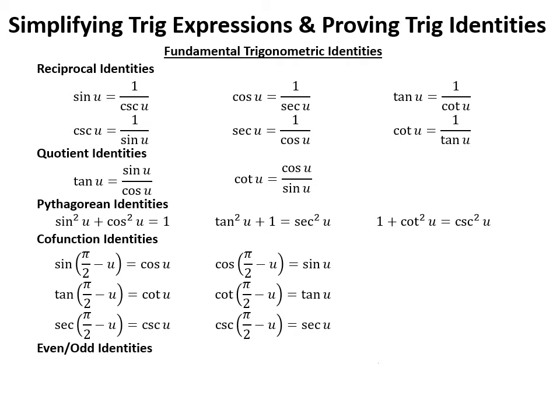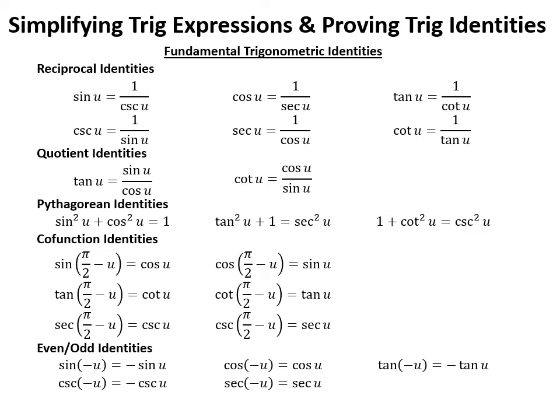And the even and odd identities. Sine is an odd function, so the sine of negative u is negative sine of u. Cosine is even, so the cosine of negative u is cosine of u. Since tangent includes sine and cosine, it's odd. Tangent of negative u equals negative tangent of u. And then cosecant is odd because sine is odd, so cosecant of negative u equals negative cosecant of u. And secant is even because cosine is even, so secant of negative u equals secant of u. And cotangent is odd because tangent is odd, so cotangent of negative u equals negative cotangent of u.